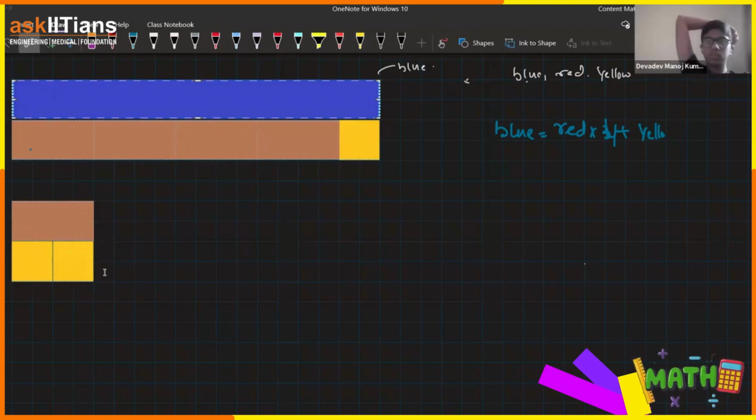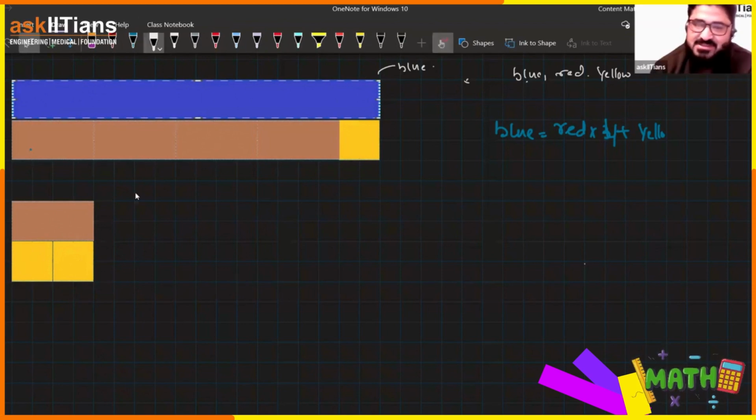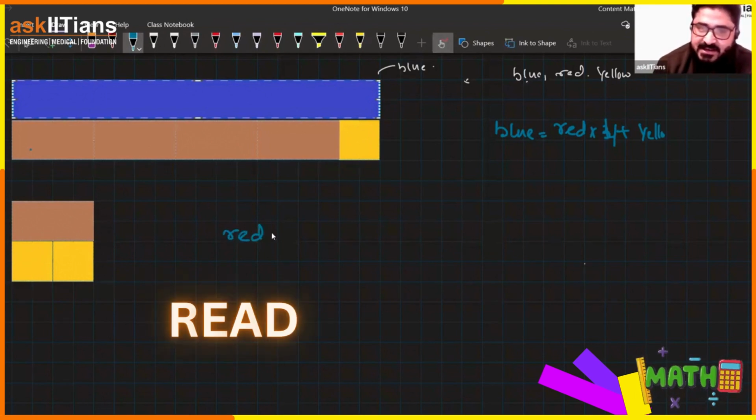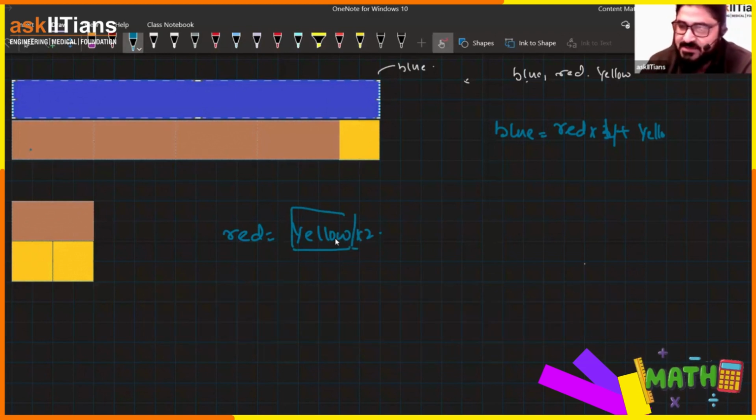So what can you infer from this? The remainder is 0. So what should be the HCF? Yellow is the HCF. See how I will tell you. Because I can see here red is equal to yellow times 2, isn't it? So this is your HCF. Simple as we do, isn't it? Highest common factor. Got it, guys?